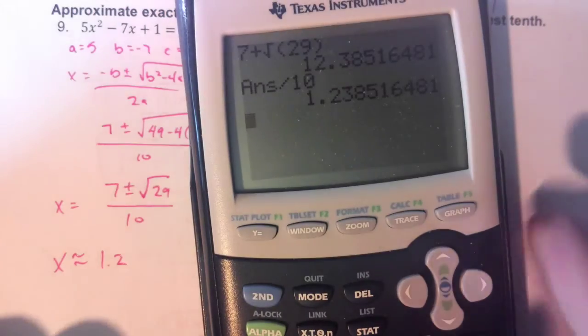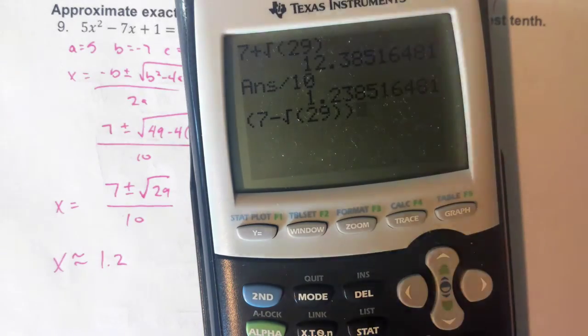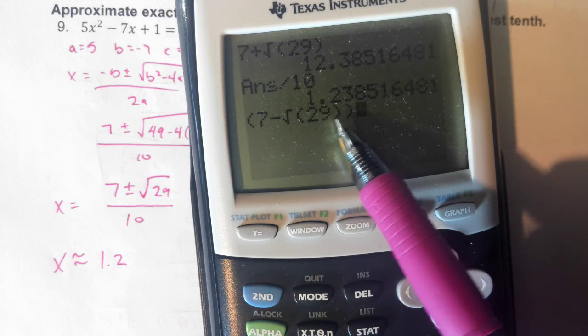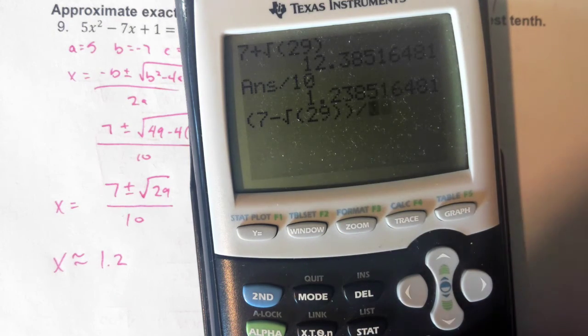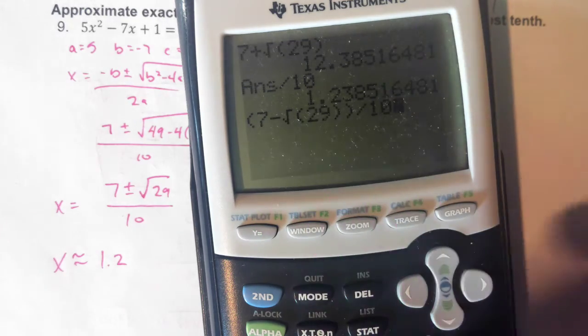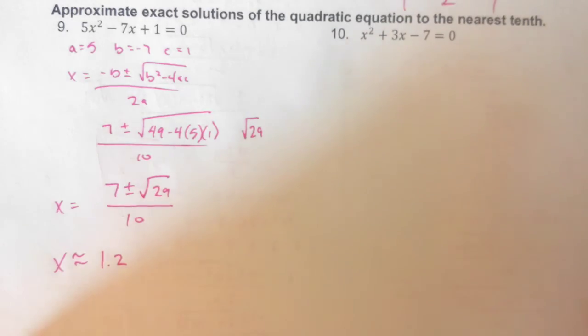If you want to do it all in one line, you need to put the numerator in its own set of parentheses. So it would be 7 minus the square root of 29. Now notice we need 2 parentheses there because it starts its own parenthesis for that radical divided by 10. So that's how you have to do it if you want to do it all in one line. The numerator needs its own set of parentheses. Rounded to the nearest tenth would be 0.2.